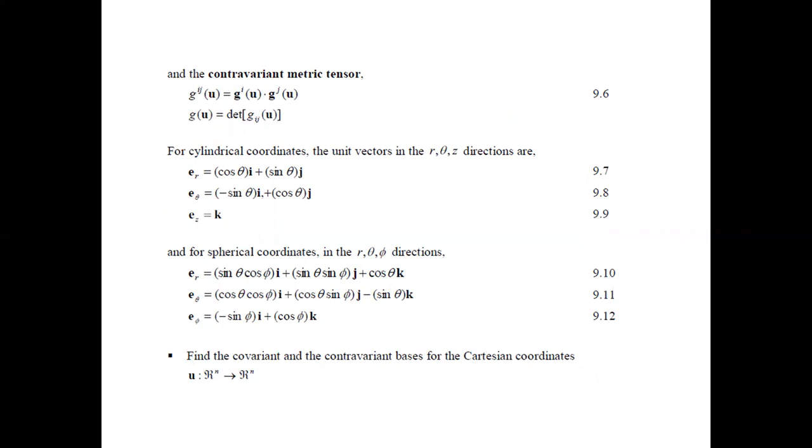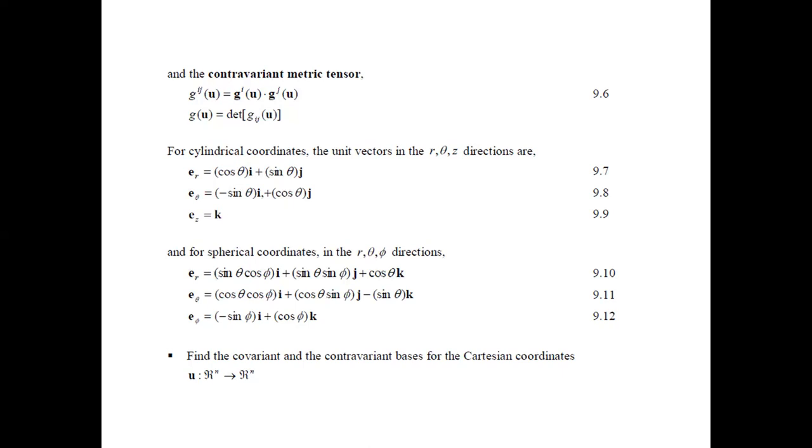For cylindrical coordinates, the unit vectors in the r, theta, z directions are e_r equals cos theta i plus sin theta j, e_theta is minus sin theta i plus cos theta j, and e_z equals k. We have now got these unit vectors. And for spherical coordinates in r, theta, phi directions, e_r is sin theta cos phi i plus sin theta sin phi j plus cos theta k. It should be obvious how e_r was got.